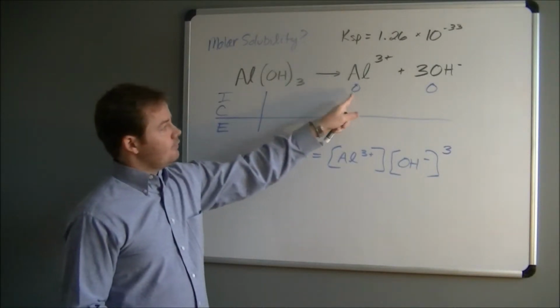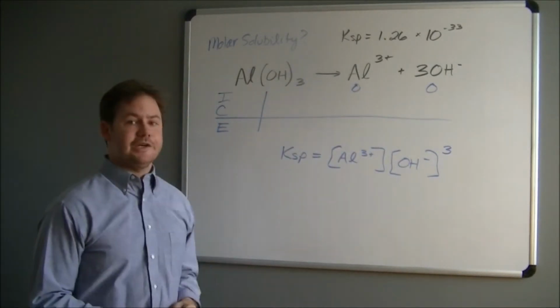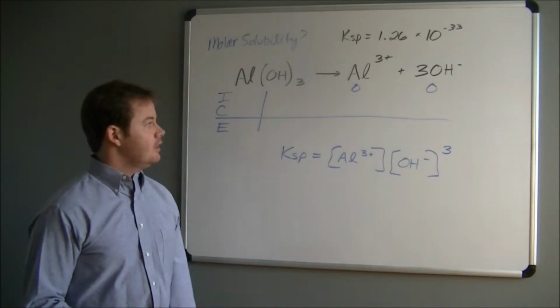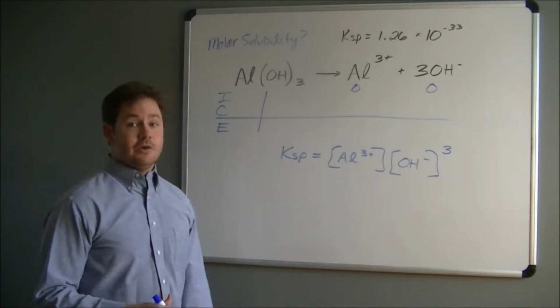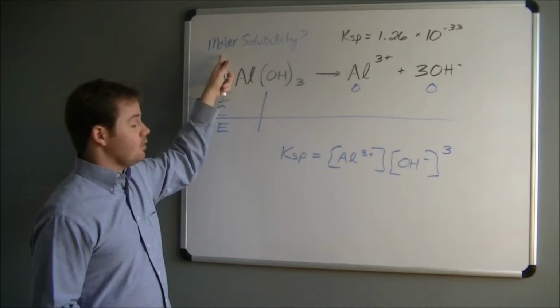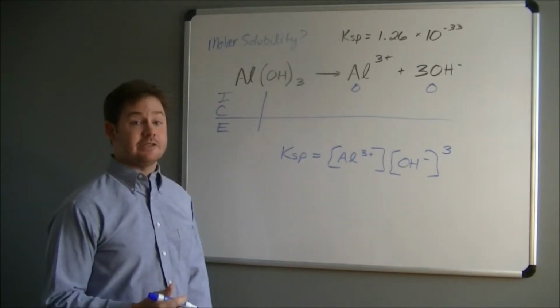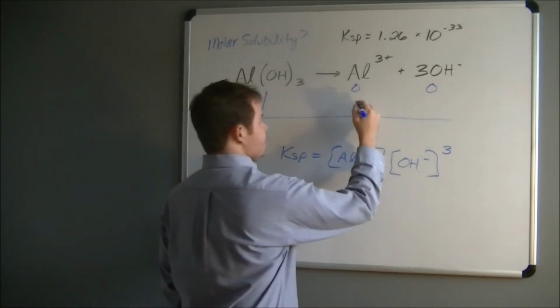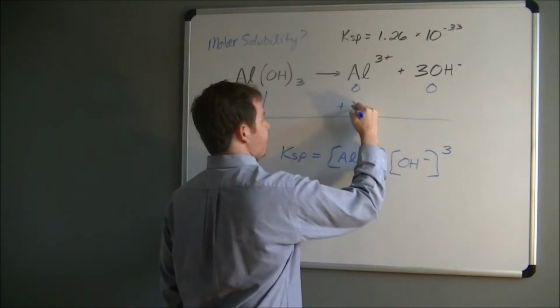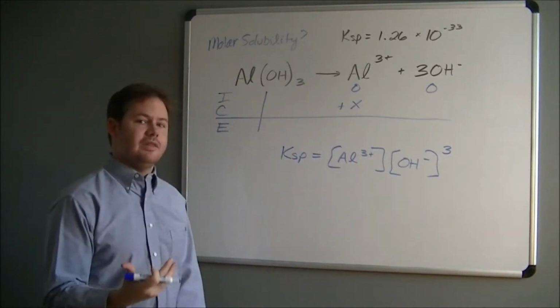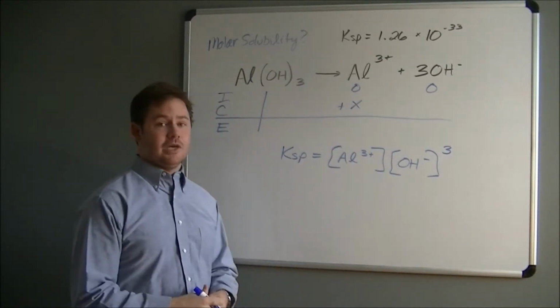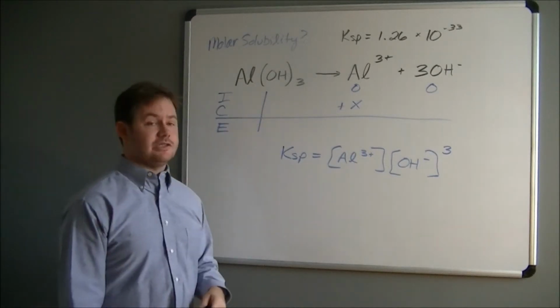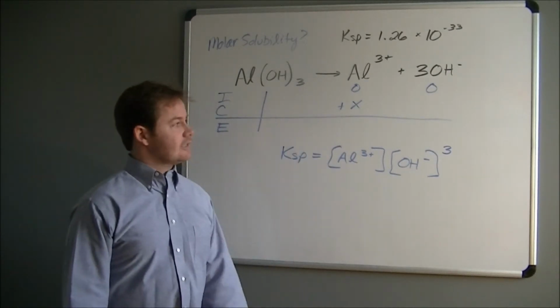But here, for aluminum and for hydroxide, we're starting with an initial concentration of 0. So the change is unknown, and that's what we're actually solving for. That's the molar solubility that the question is going to ask us to find. So the change here would be plus x amount. We don't really know what the amount is of aluminum that we're going to gain as the aluminum hydroxide dissolves. So we're going to call that x.